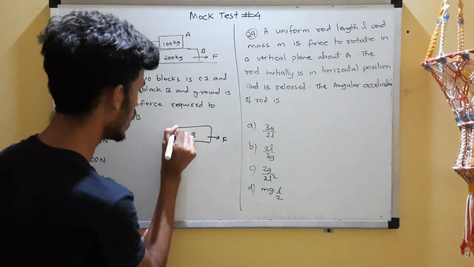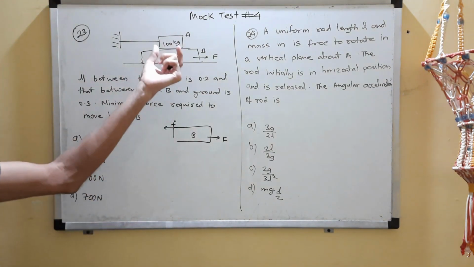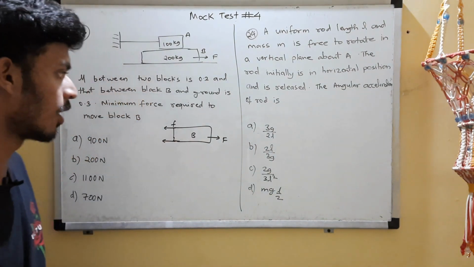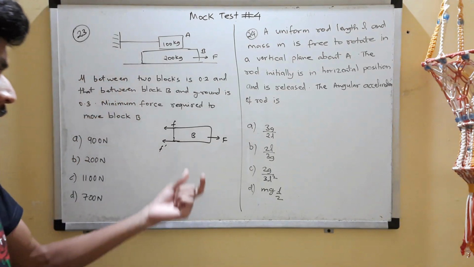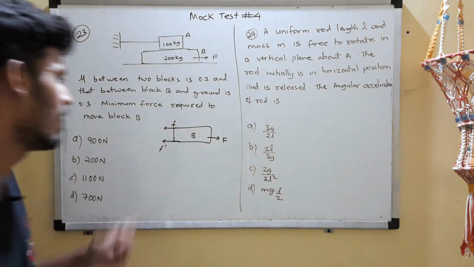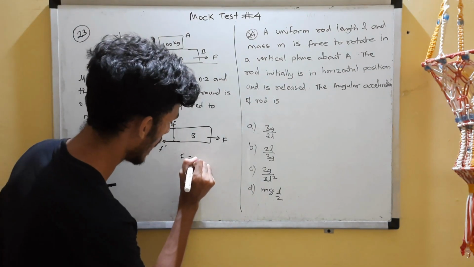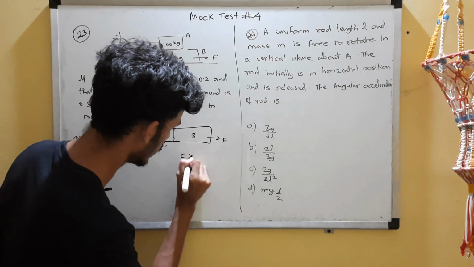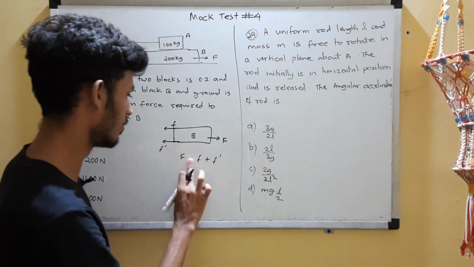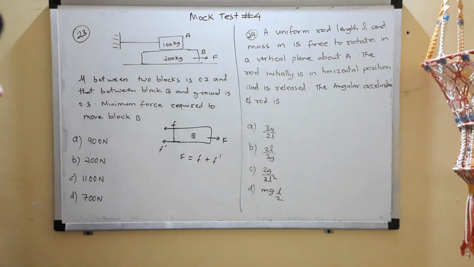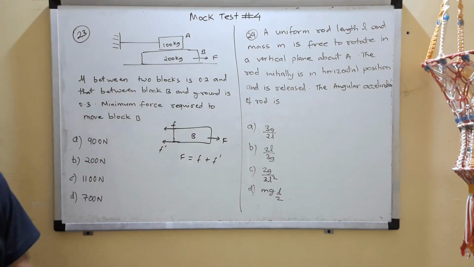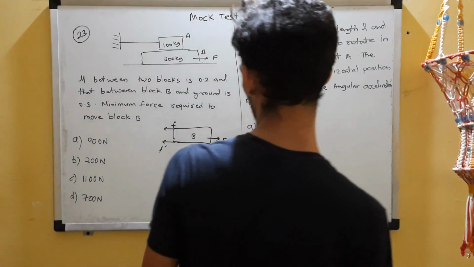Then there will be friction between A and B. This is the friction between the two blocks, and also there will be friction between block B and the ground, F dash. The minimum force required to move the block will be the sum of these. F should be greater than or equal to this sum. Actually, it should be greater than these opposing forces so as to move the block, but for the minimum we can treat it as equal.